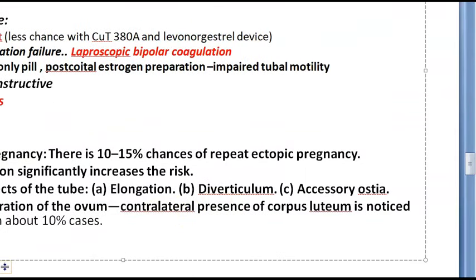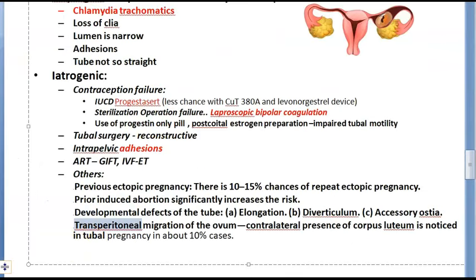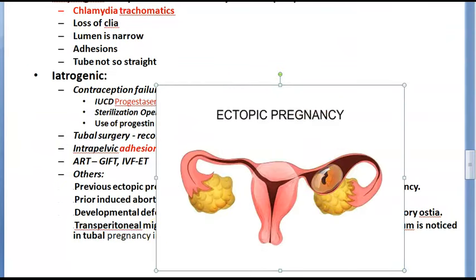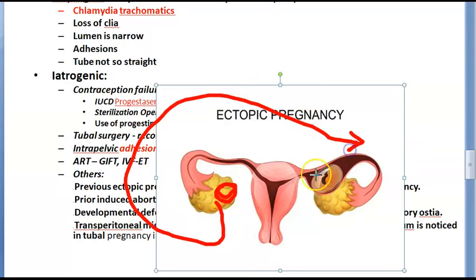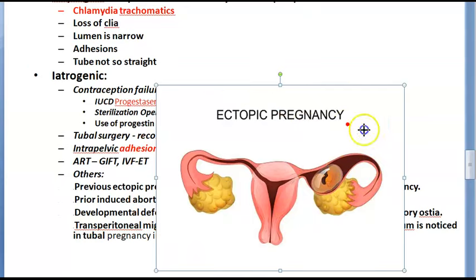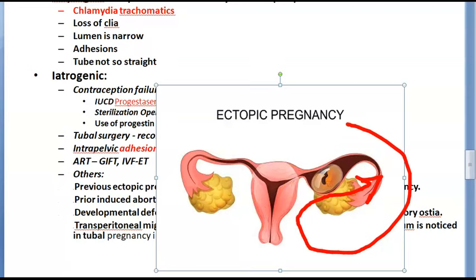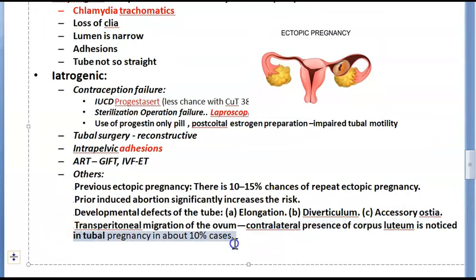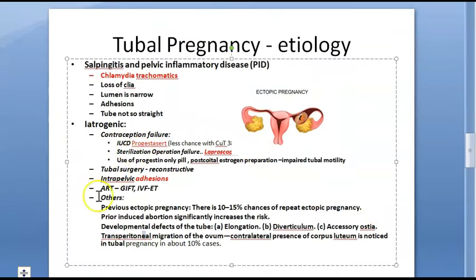Contralateral presence of corpus luteum is noticed in tubal pregnancy. So what are they talking about in this case? See, the pregnancy is growing here, but they notice the corpus luteum here. That means the oocyte has come from the opposite side fallopian tube, transperitoneally migrated. I wonder how it entered. Contralateral presence of corpus luteum is noticed in tubal pregnancy in about 10% of cases. So that's the transperitoneal migration of the ovum. I think it has a lot of energy, to go all around the world.